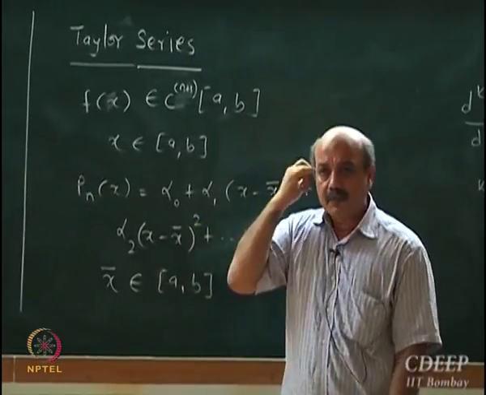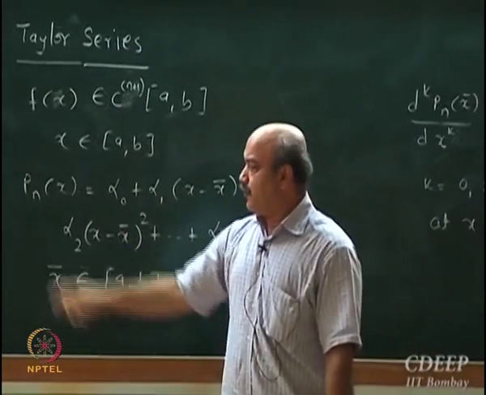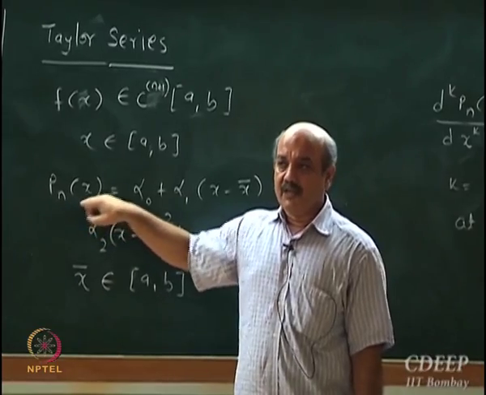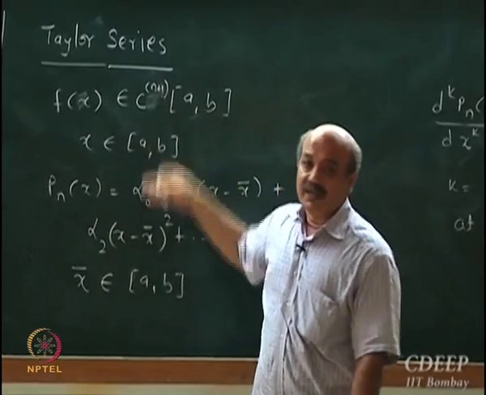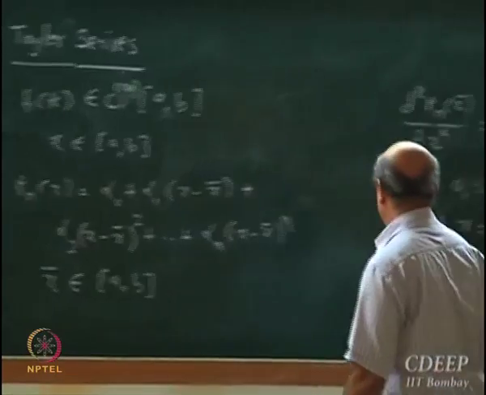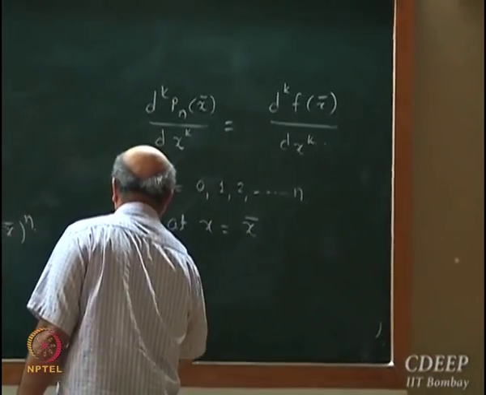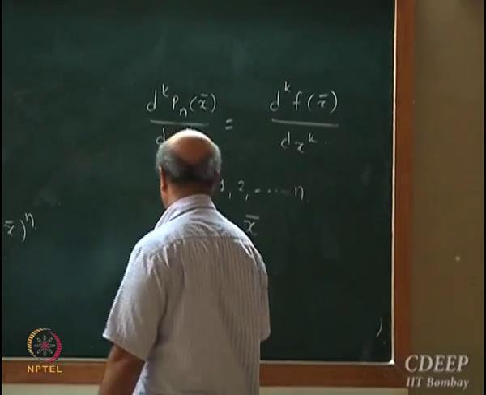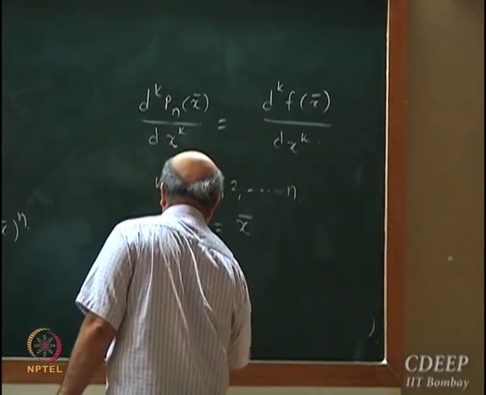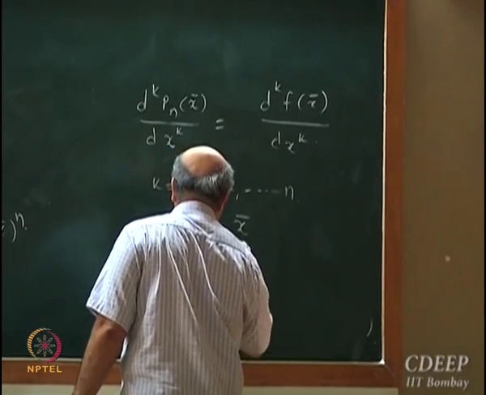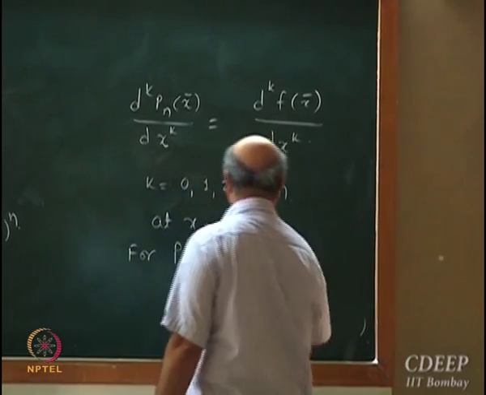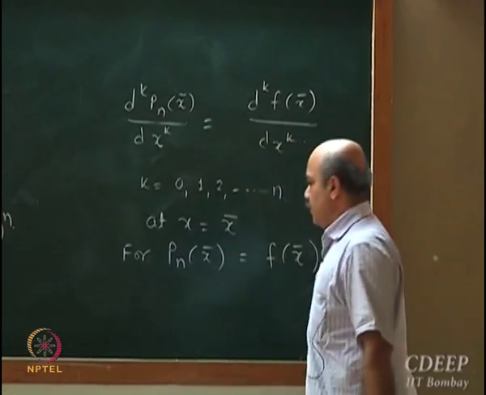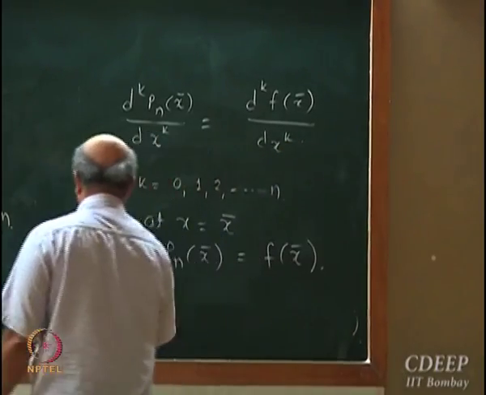Now, using this condition, it is very easy to derive what alpha 0, alpha 1, alpha 2 are. If you start differentiating Pn, you will get different derivatives. So for the 0th order derivative, which means k equal to 0, Pn(x bar) is equal to f(x bar).